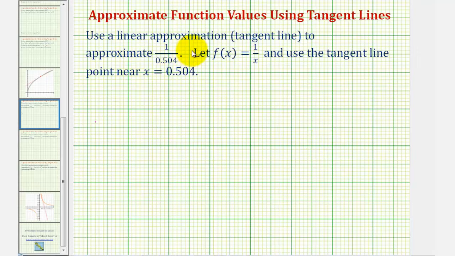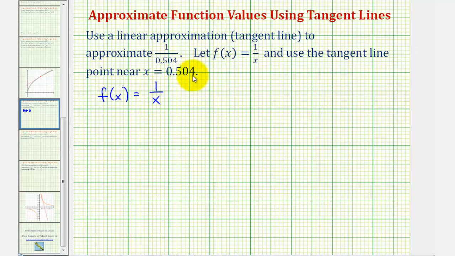We want to use a linear approximation or a tangent line to approximate this quotient here, 1 divided by 0.504. To do this, we'll let f of x be the basic rational function 1 divided by x, and we'll use the tangent line near a point x equals 0.504. So again, we'll be using the basic rational function f of x equals 1 divided by x.